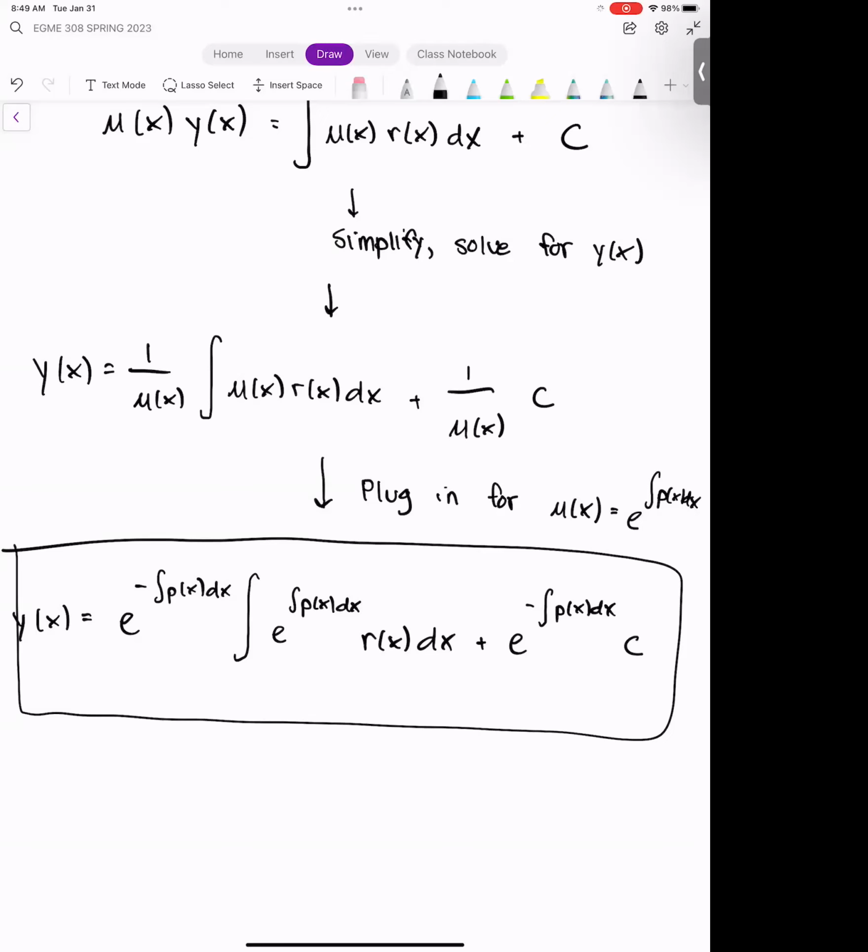All right. So before I do that, though, are there any questions on the process that we took to get here? Okay. So let's look at this solution.